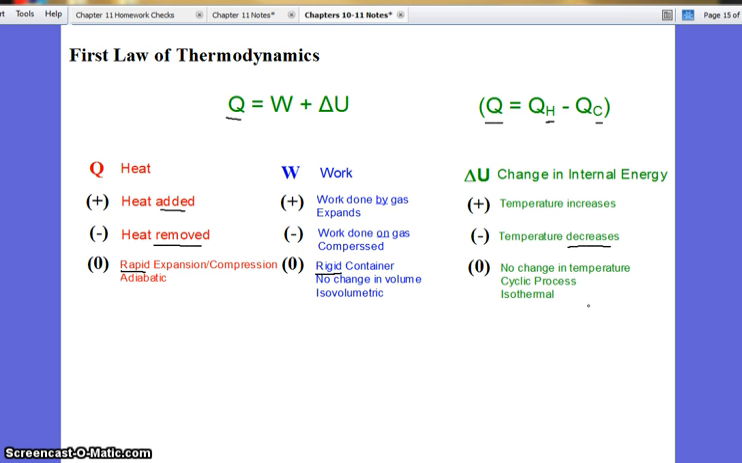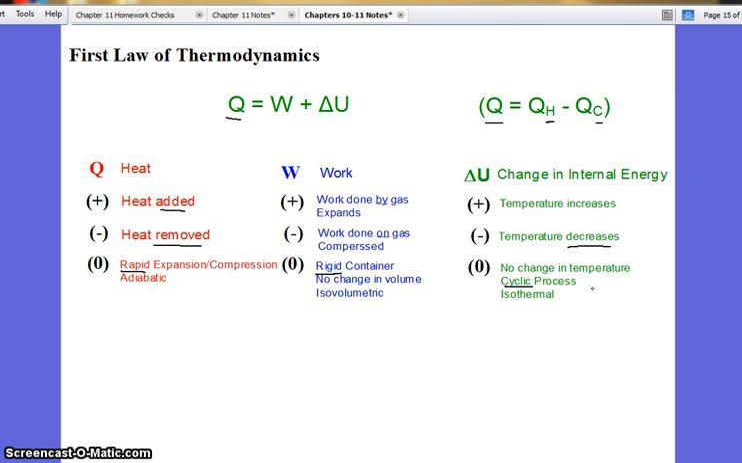We might also have no overall change in internal energy if it's a cyclic process. So if ever you see anything about being cyclic, that means that the internal energy might go up at certain points, might come down at certain points, but the overall change is zero. So it goes up and down by the same amounts, and we end up with the same amount of internal energy with which we started. So the overall change is zero if we see it's a cyclic process.